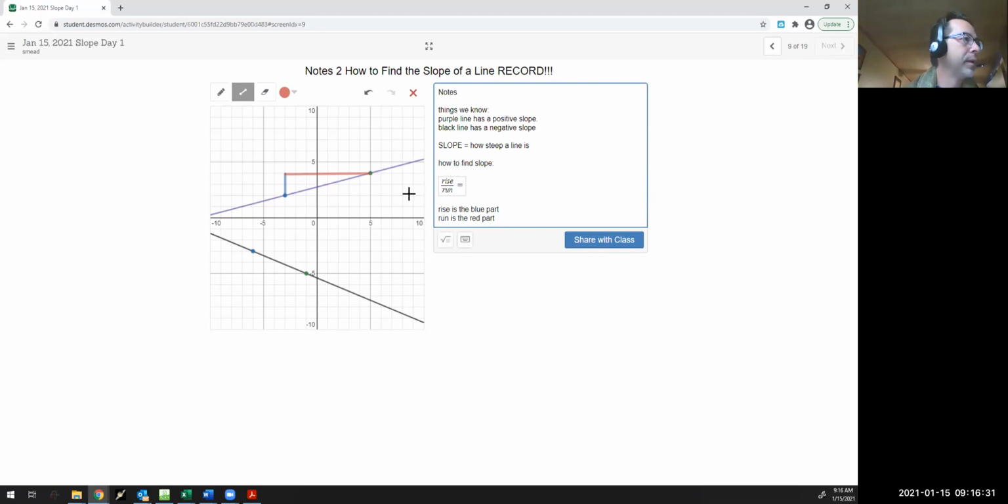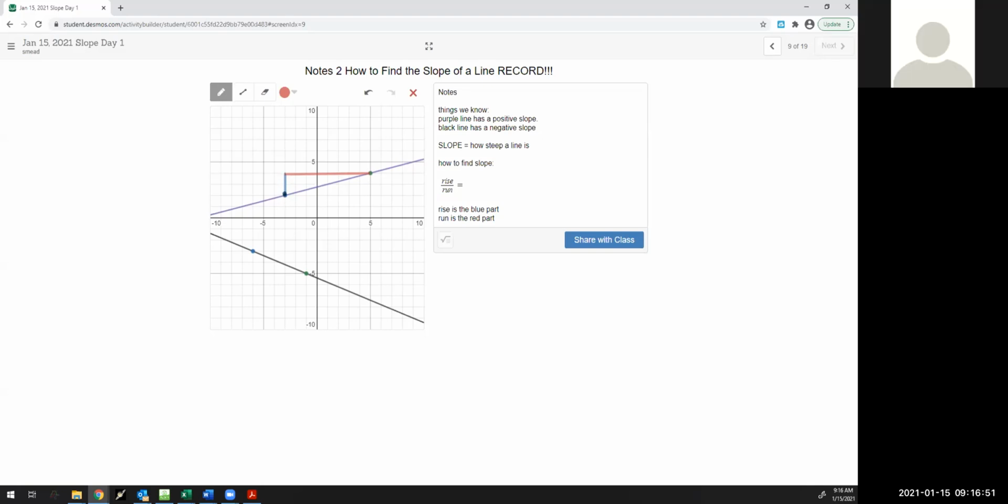And then you just count how many boxes. So how many boxes is that, Ricardo, for the blue line? You still with us? How long is that blue line? How many boxes? 2. So you write a 2 right there. Oh, let me change that to blue. My bad. So bam. Okay. So the rise is 2.